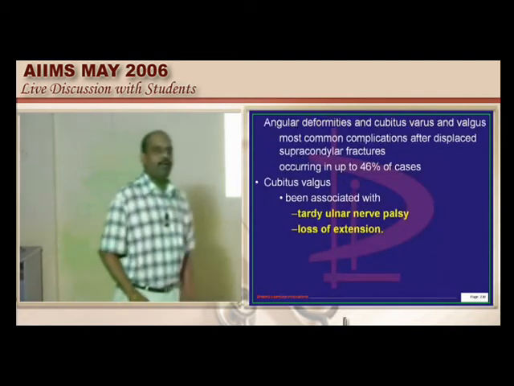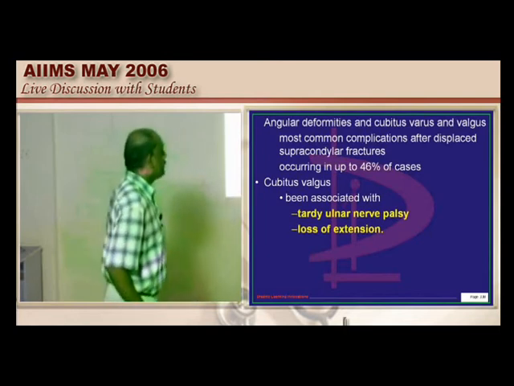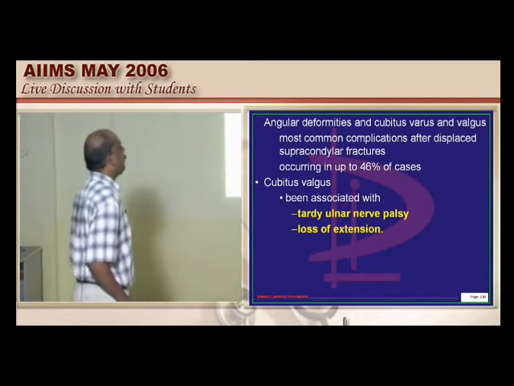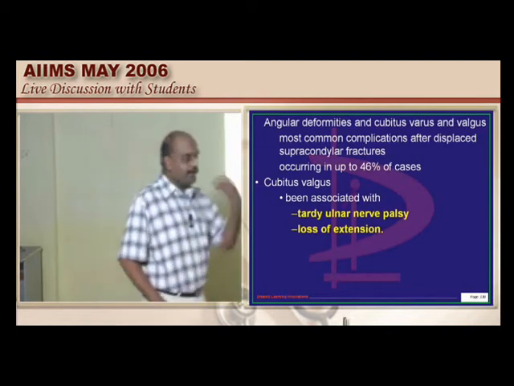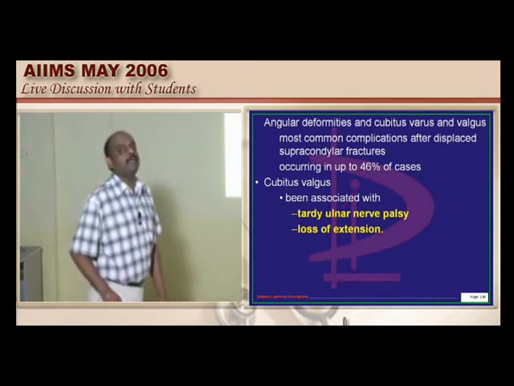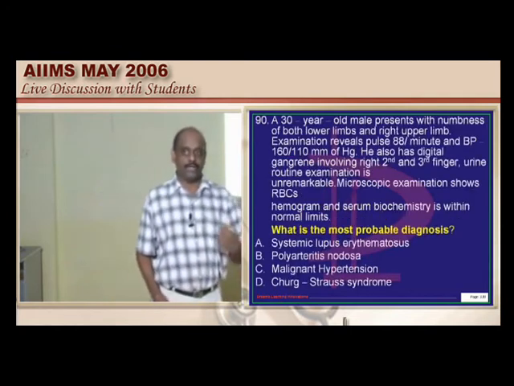And angular deformities: if it is excessively displaced, then cubitus varus can occur, but generally cubitus valgus is more common, is what needs to be remembered, and because of that there is a loss of extension. And also there is a tardy ulnar nerve palsy which will develop as a late complication. Now let's go to the next question.